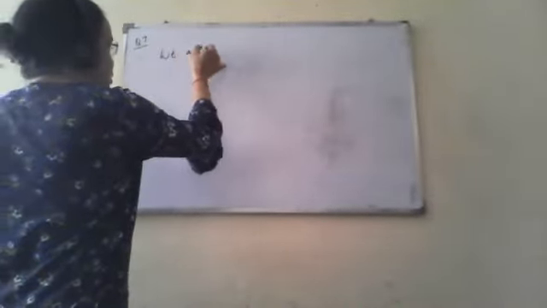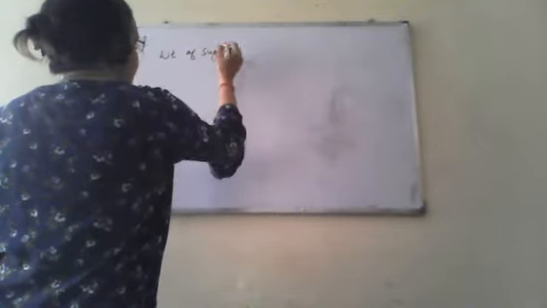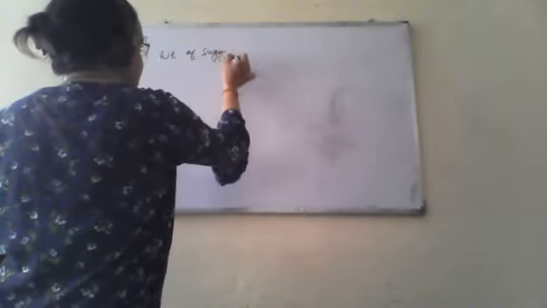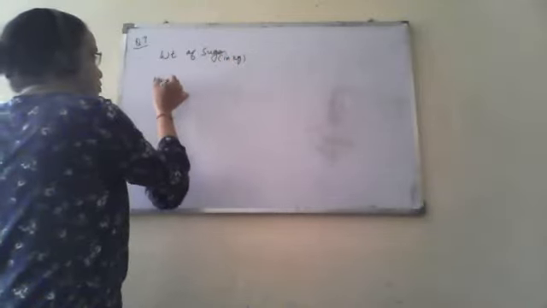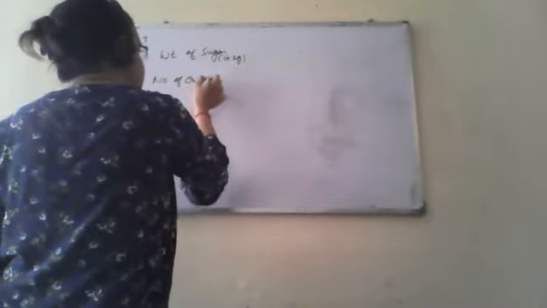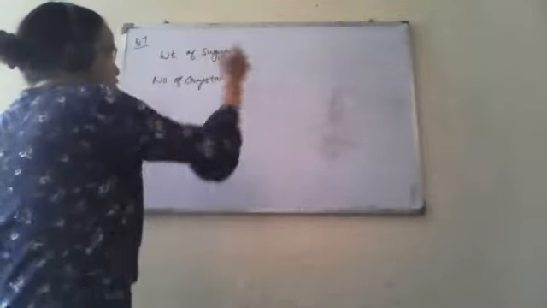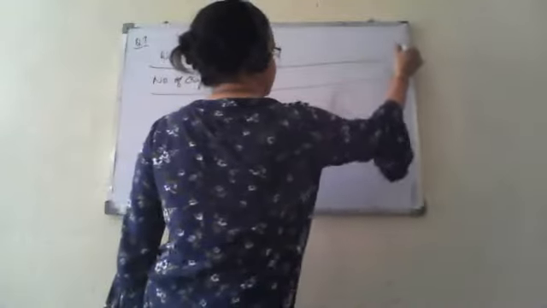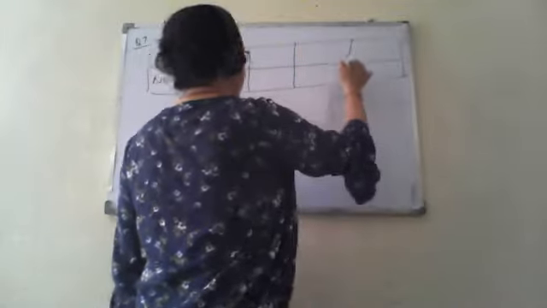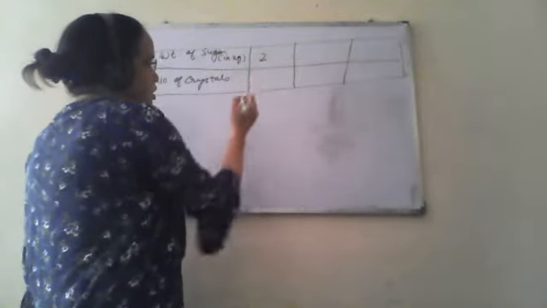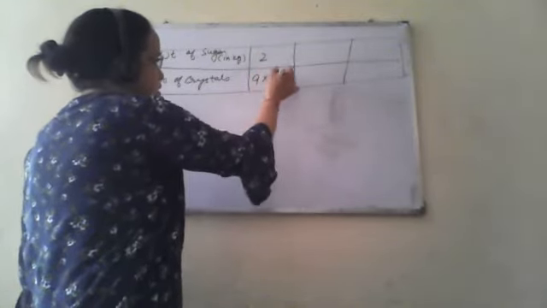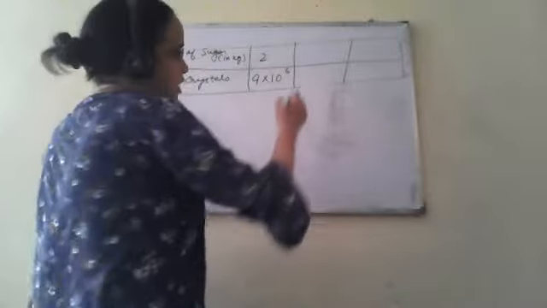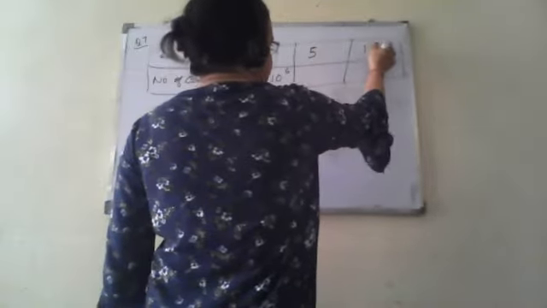Weight of sugar in kg and number of crystals. Clear? So this is a very simple question. So what is given: when there is 2 kgs of sugar, the number of crystals is 9 into 10 to the power 6. So we have to calculate it for 5 kg and 1.2 kg.